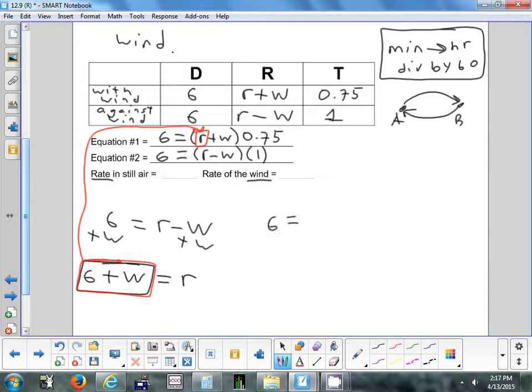So 6 equals, what am I changing R to? 6 plus W. Good. I put it in parentheses. What else is inside the parentheses? Another plus W. R is 6 plus W, plus another W. What's on the outside?